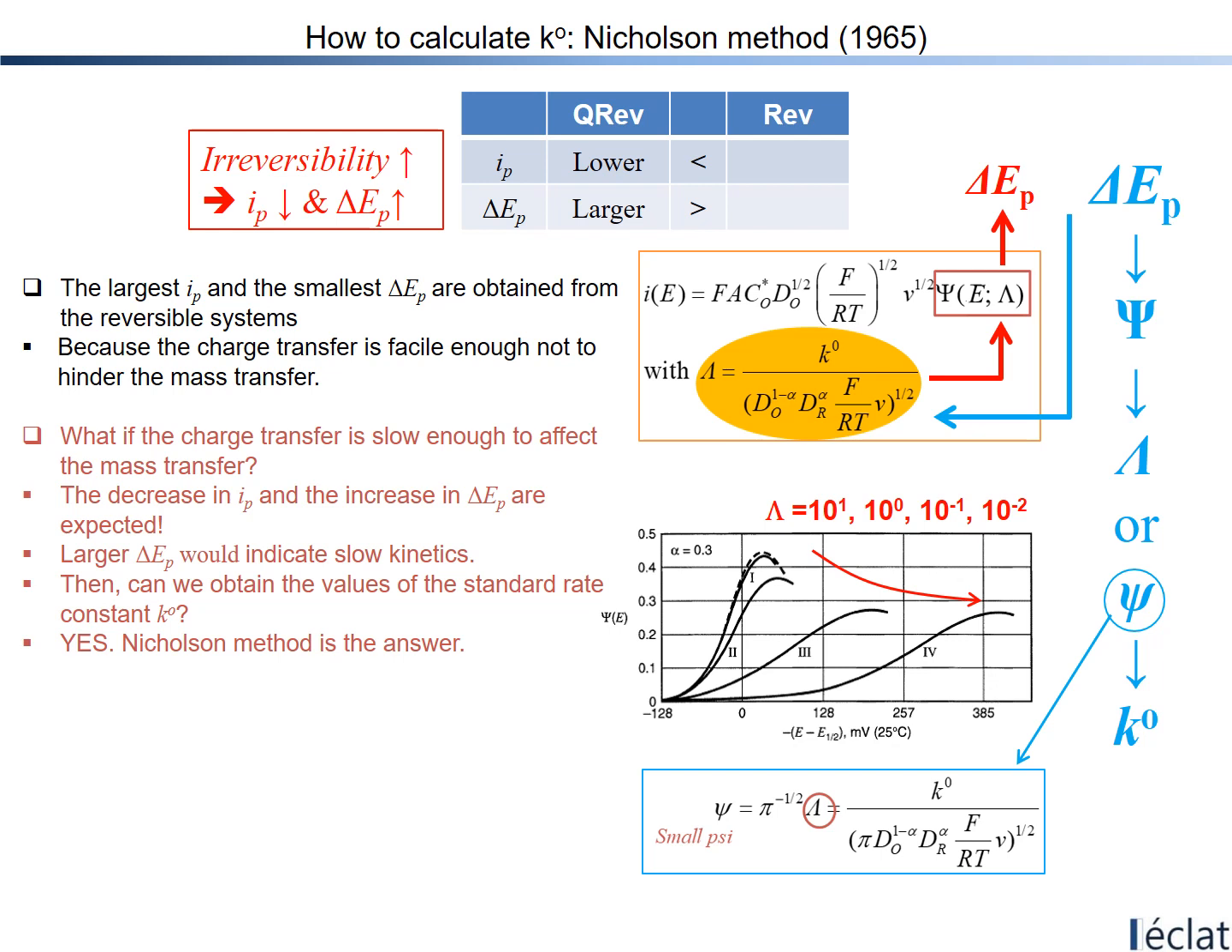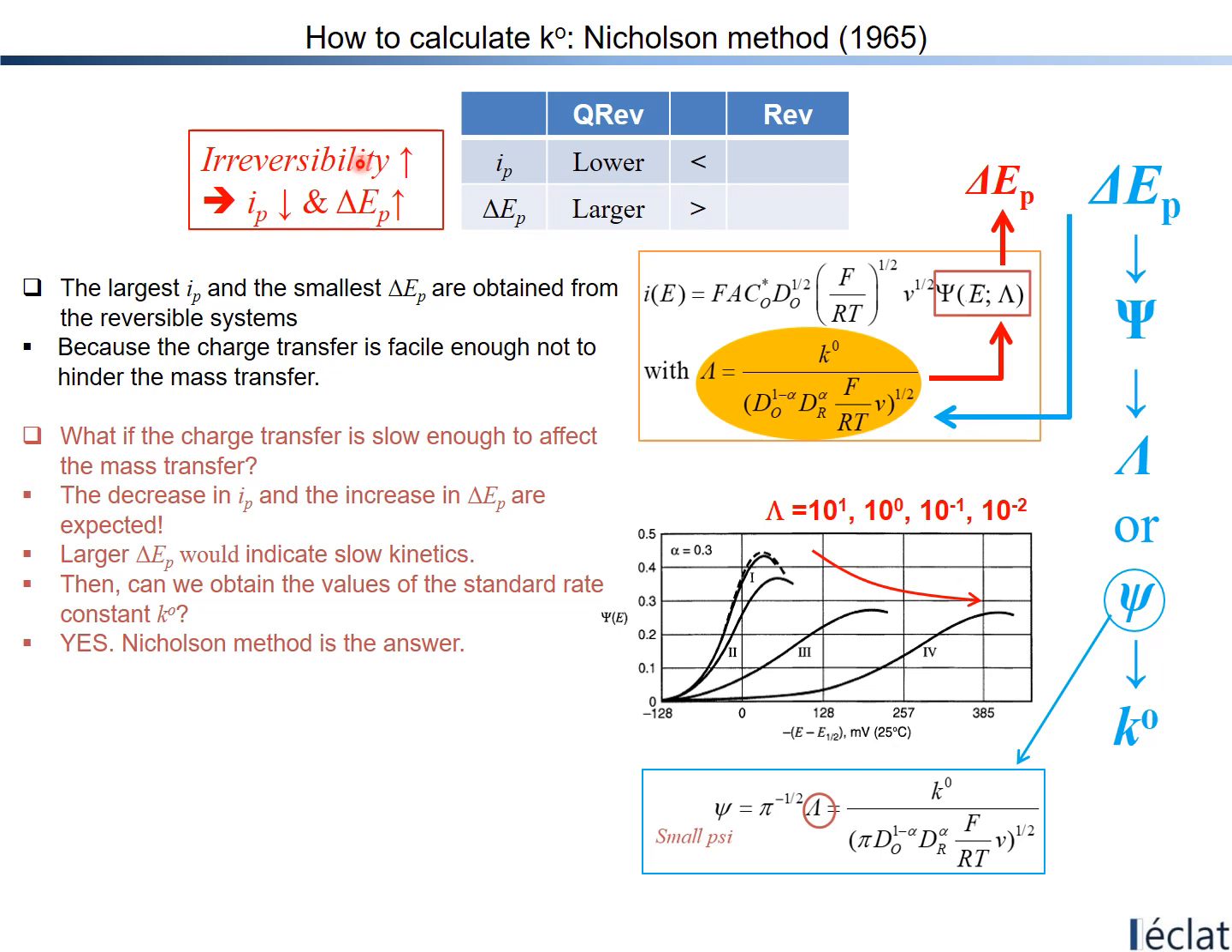Okay, so I'd like to explain the Nicholson's method, which was developed in 1965. By using the Nicholson method, we could calculate the standard rate constant, which is a measure of the kinetics of charge transfer of the Faradaic process. From the lesson of the previous slide, we know that the peak current is going down. Also, more importantly, the peak-to-peak gap increases as the irreversibility goes up, right?